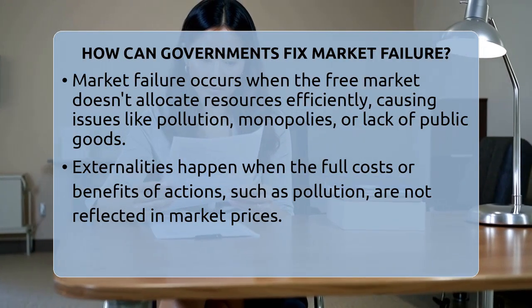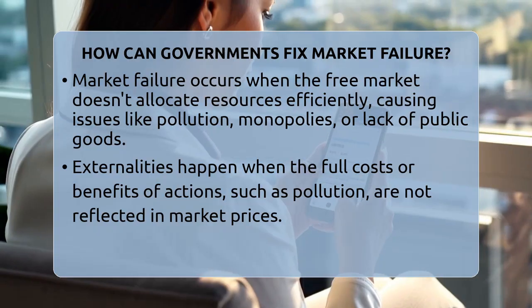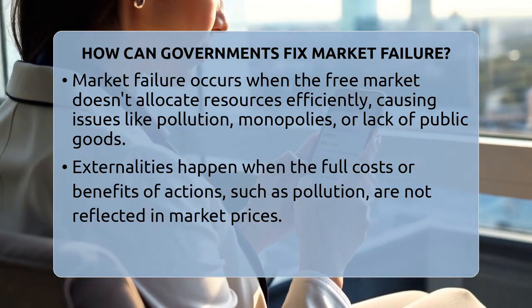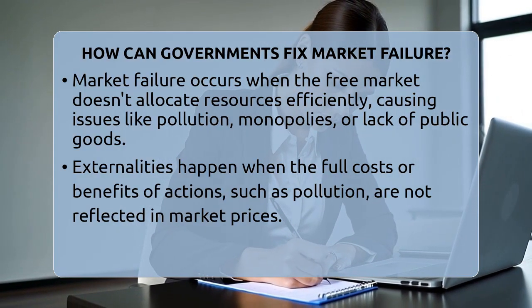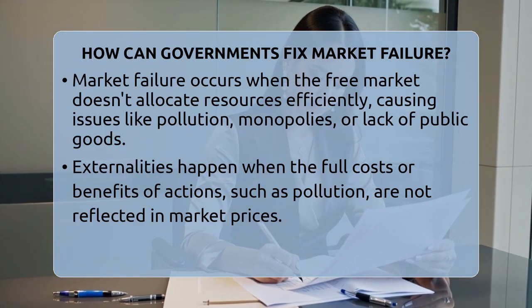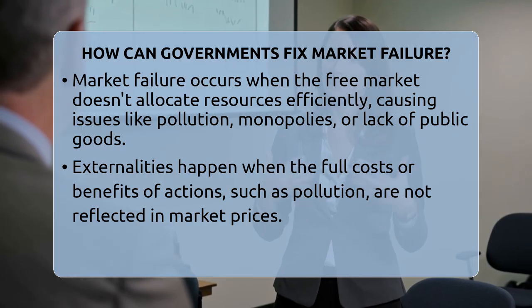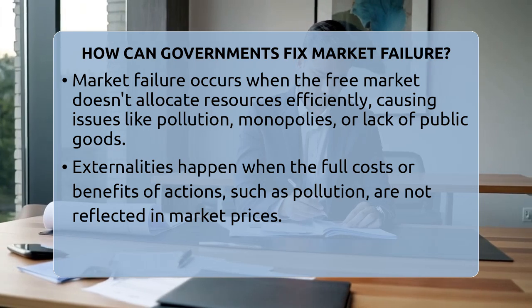How can governments fix market failure? Imagine a busy marketplace where everyone is trying to buy and sell, but sometimes things don't work out as they should. That's what we call market failure. It happens when the free market doesn't use resources efficiently, leading to problems like pollution, monopolies, or lack of public goods. In a capitalist system, governments step in to help fix these issues, but how exactly do they do that?